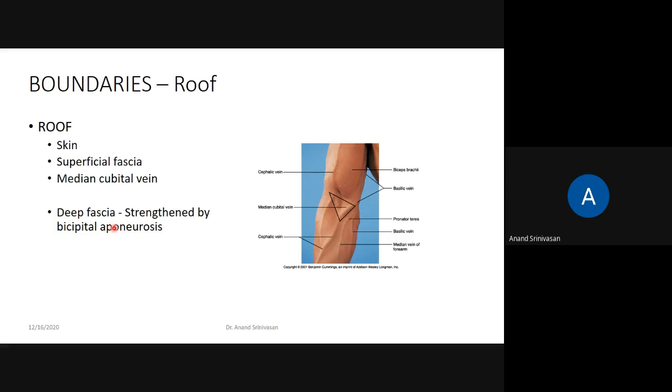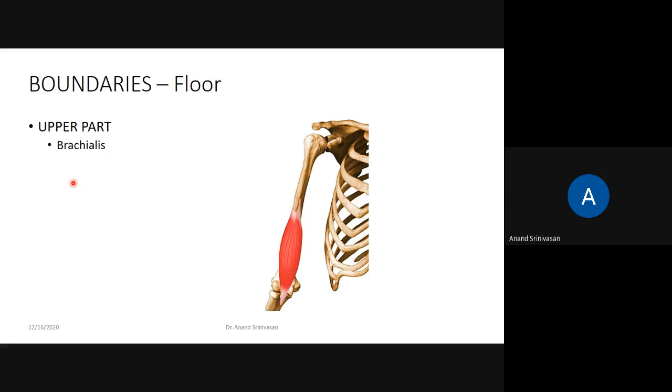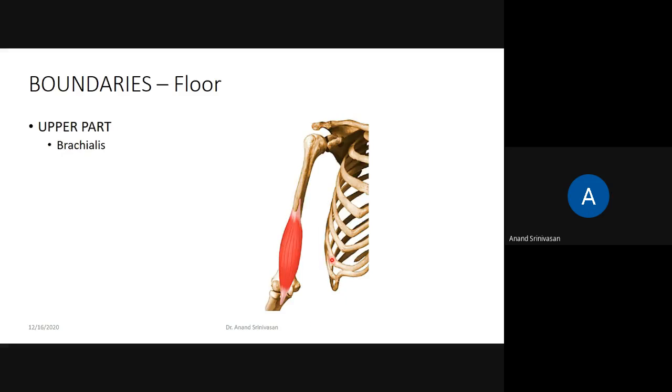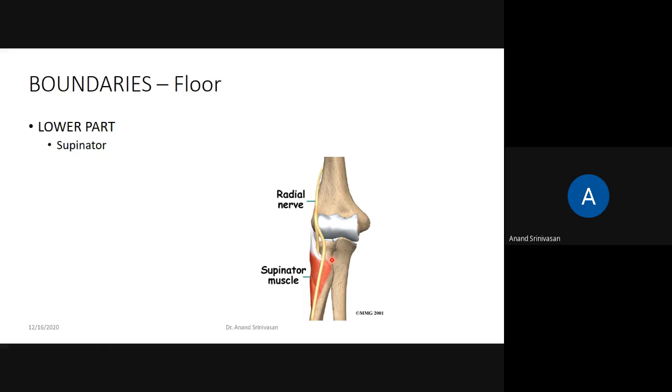Okay, and the deep fascia, which is strengthened by the bicipital aponeurosis. So these are the structures which form the roof of the cubital fossa. The next one, the floor. The floor of the cubital fossa is formed by the brachialis muscle and the supinator muscle. So these form the floor of the cubital fossa, brachialis and supinator.